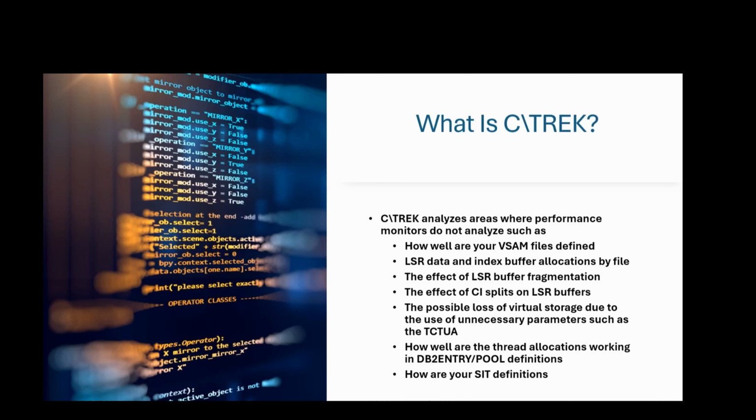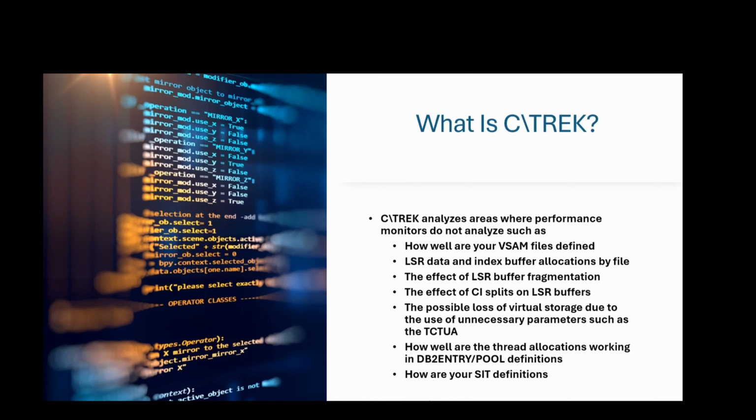The other thing which is important is the buffer fragmentation. C-Track identifies whenever you have buffer fragmentation. In this particular case, for example, you have a 10K CI size, but you didn't define a 12K buffer size. So it's going to be using the next size, which may be a 16K or a 20K. That sort of thing is automatically identified by C-Track.